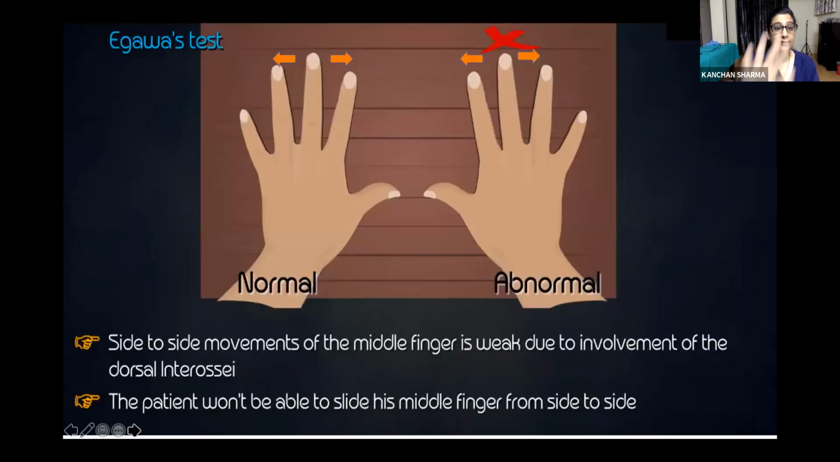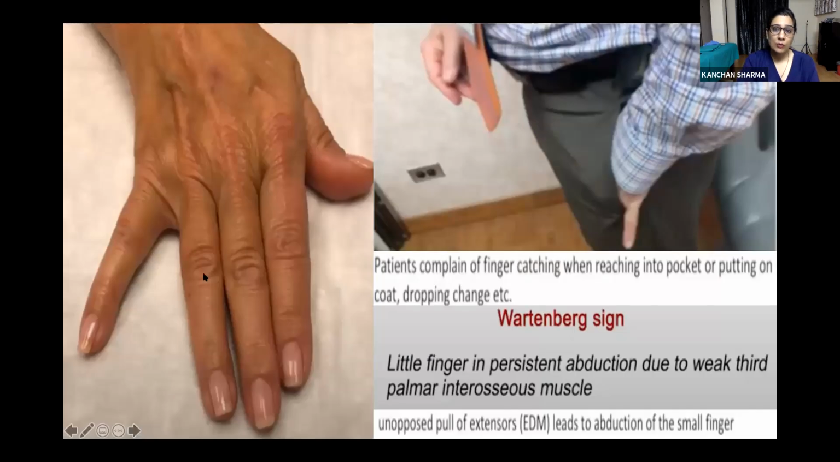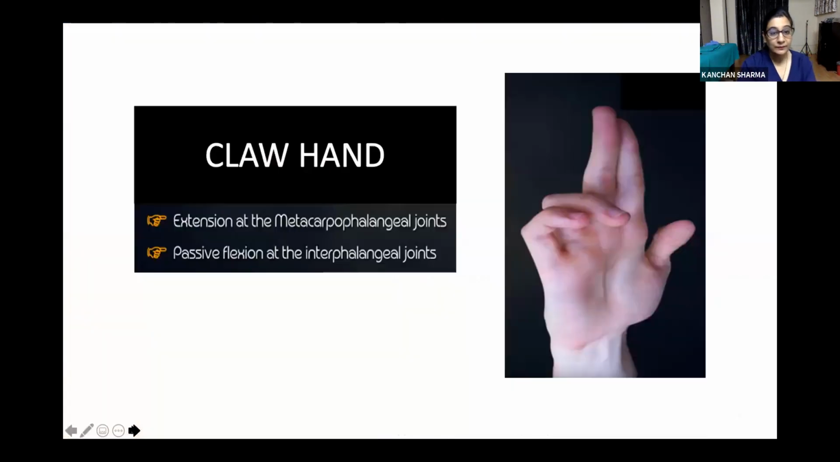Again, for the dorsal interossei, you ask the patient to move the fingers apart, and he will not be able to do it. Sometimes he says that when he is trying to put his hand inside the pocket, his little finger doesn't go inside. It's always abducted, always out. So that is also a clue to you.